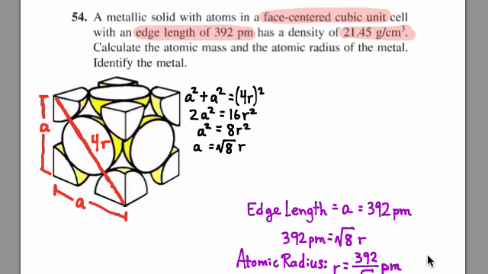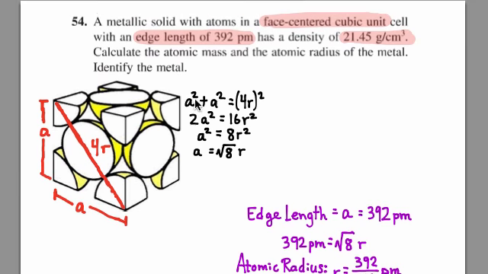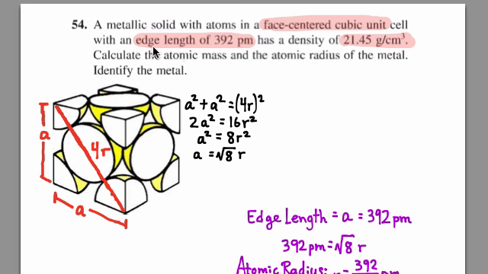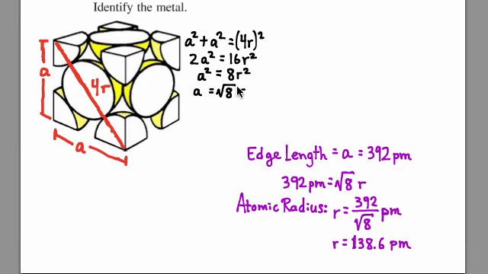Another face-centered cubic. The edge length is 392 picometers, and the density is 21.48. Man, that's a dense metal. A metallic solid. A squared plus A squared equals, and they touch here, so that's 4 radii. And so A equals square root of 8 radii. I'm curious about what A is. No, they told me what A is. A is 392 picometers. I'm curious what R is. Calculate the atomic radius of an atom. There you go. So if I knew this one, I could solve for this one.